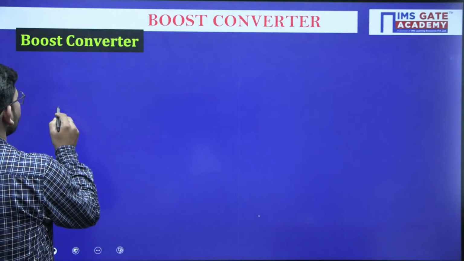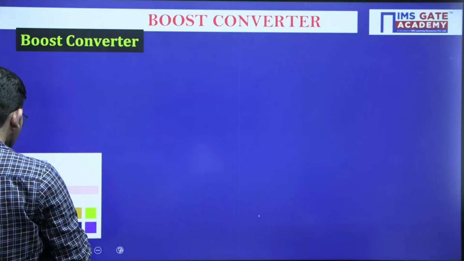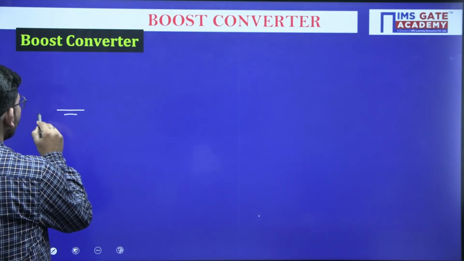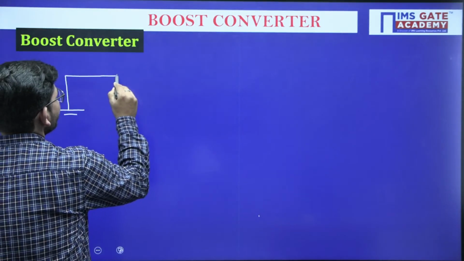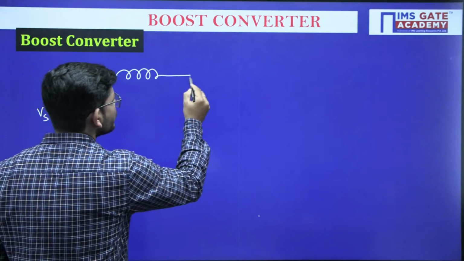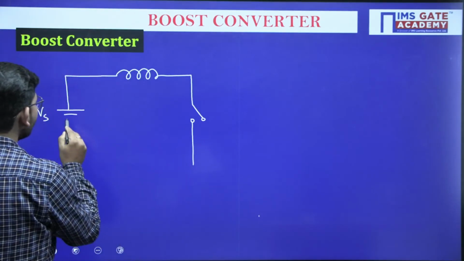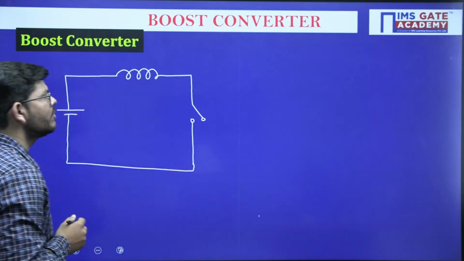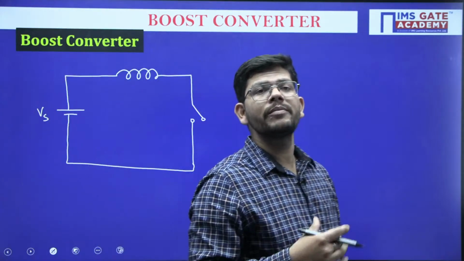So in a boost converter, as we discussed, first of all we will be having a battery, a fixed DC voltage, the voltage of the battery Vs, and after that we will be having an inductor, okay, and now the switch will be connected in parallel. Earlier the switch was present in series and the inductor was part of the load side, but right now in a boost converter the inductor is part of the input side and the switch will be connected in parallel.